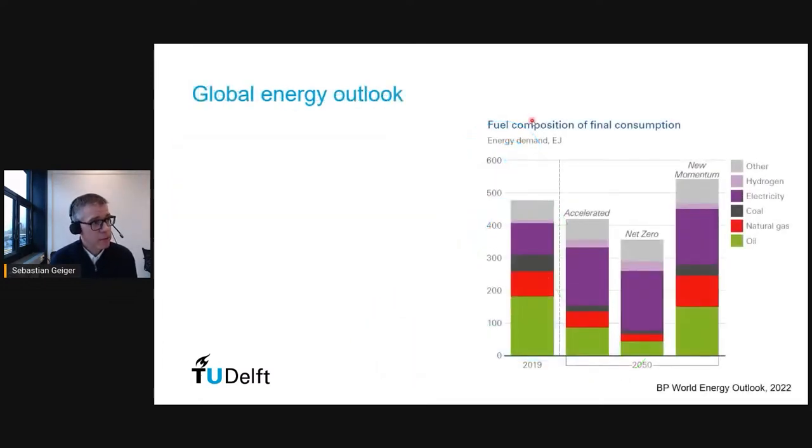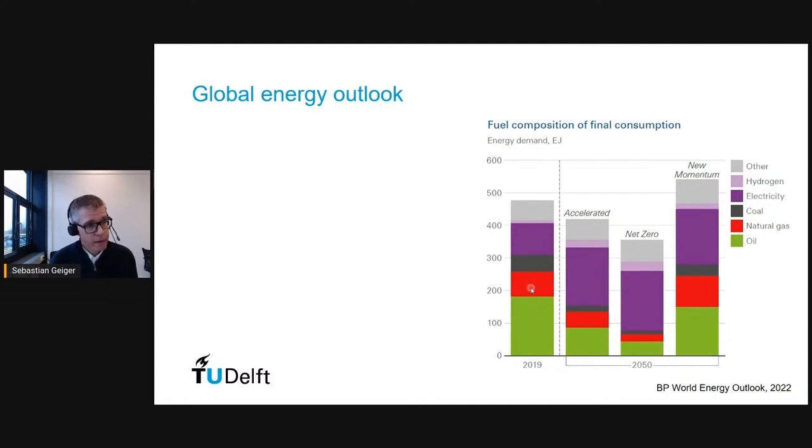If you look at where energy is going to come from, this is from the BP World Energy Outlook, and it doesn't really matter which outlook we are taking. They're all very similar in their predictions. At the moment, most of the energy that we're consuming comes from those black, red, and green colors. So this is oil, natural gas, and coal, fossil fuels.